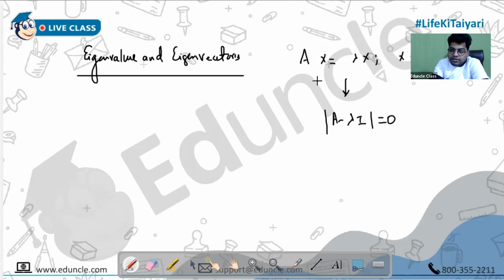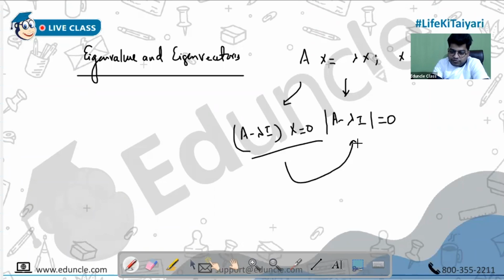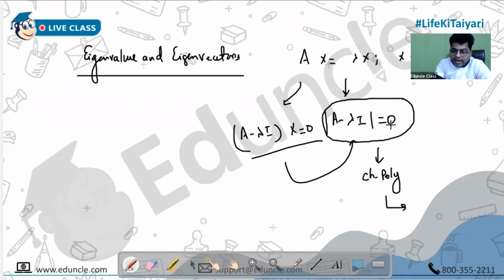Everyone knows from here, because AX minus lambda X gives (A minus lambda I)X equal to 0. When will we get a non-zero solution? If the determinant is 0. So this is the characteristic polynomial, sorry, characteristic equation. The determinant of A minus lambda I is the characteristic polynomial, and setting it to zero gives the characteristic equation. And the Cayley-Hamilton theorem says every square matrix satisfies its characteristic equation.